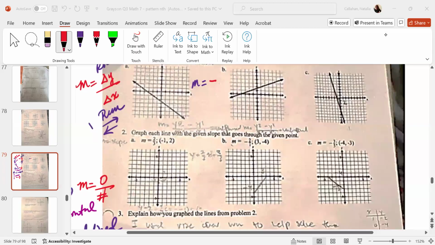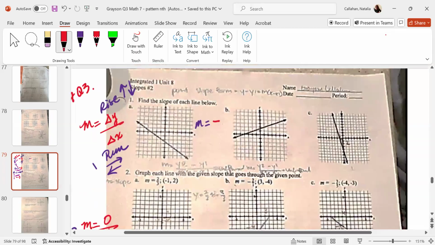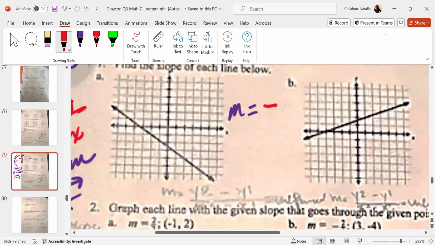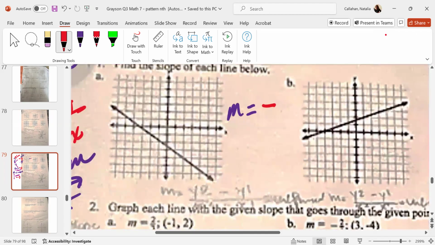So establish that A is a negative, and then remember what you want to do is you want to look at the line going through a corner, okay? So you see how this one's going at a corner right there? It looks like the next corner that I hit, because that's not a corner, that's not a corner, that's not a corner, but that's a corner. Do you see that?